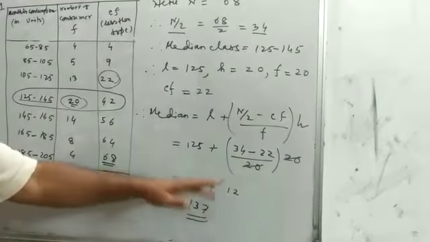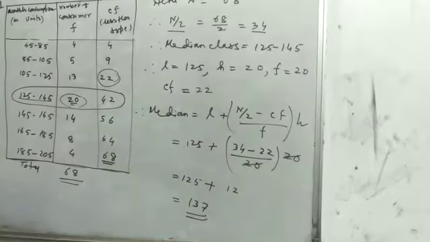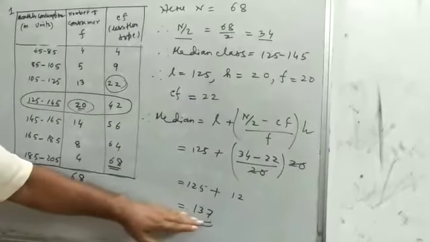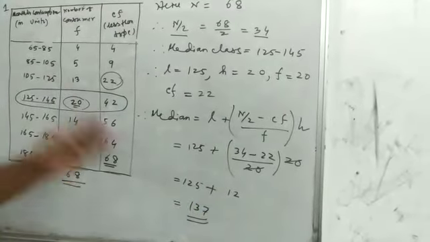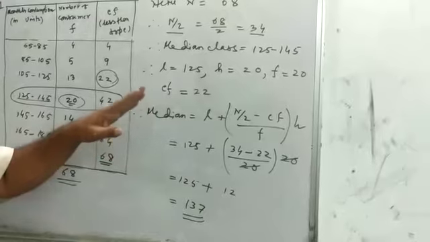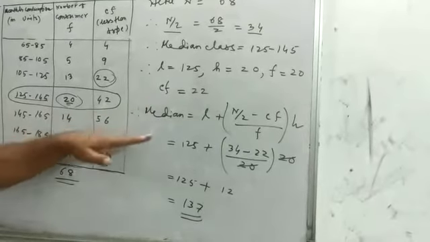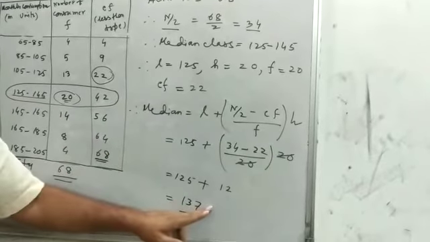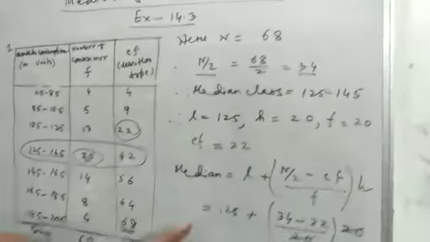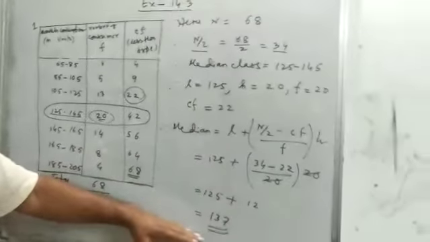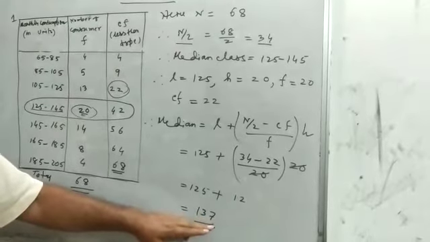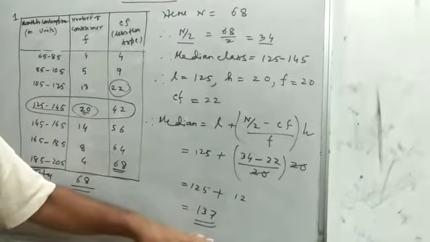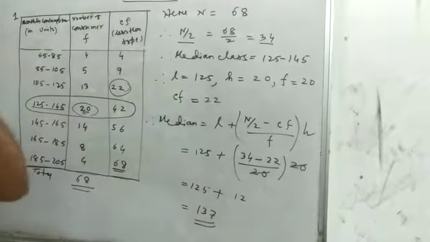And the remaining 50% use more than 137. So 50% of consumers consume electricity less than 137 units, and 50% of consumers consume electricity more than 137 units. So this is the interpretation of the answer. Is that clear? So this is the answer.